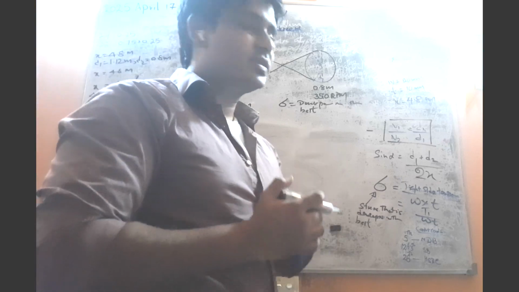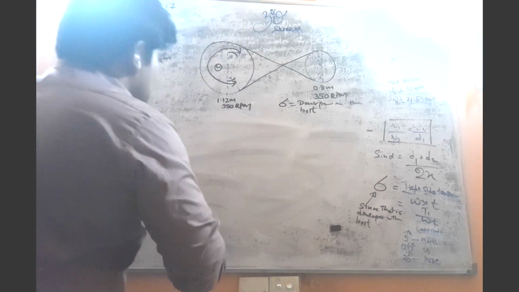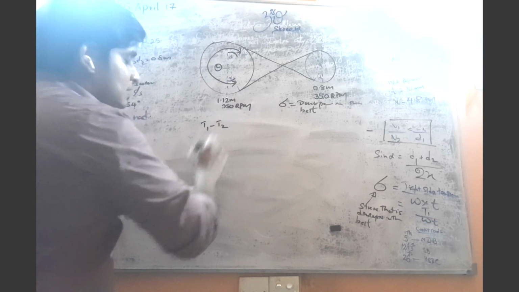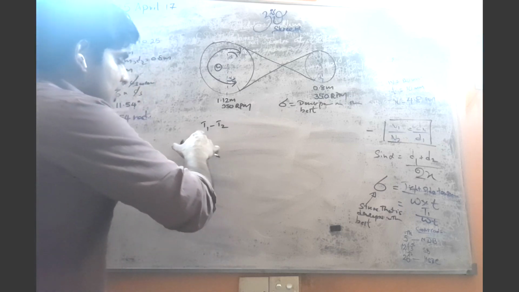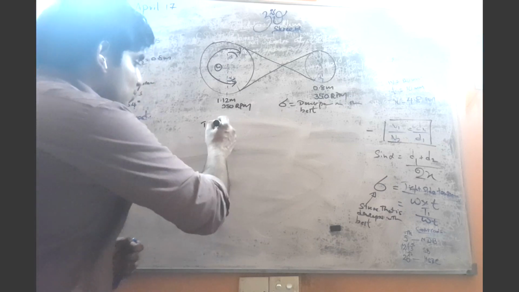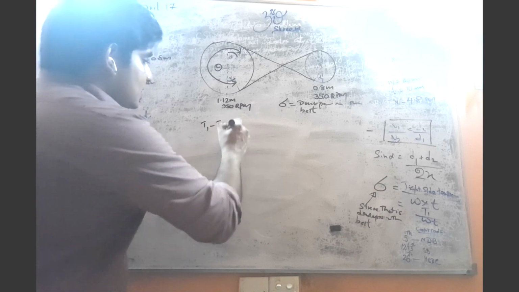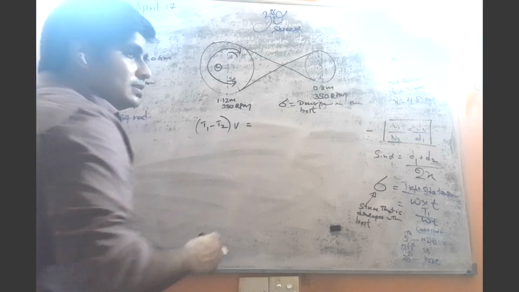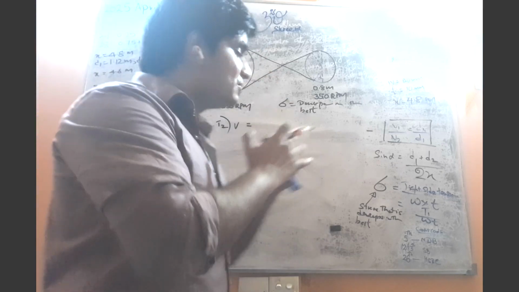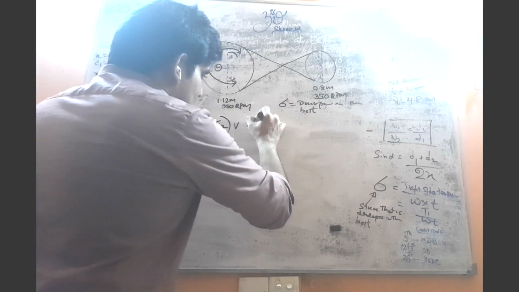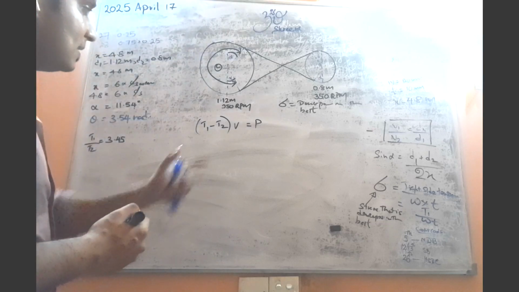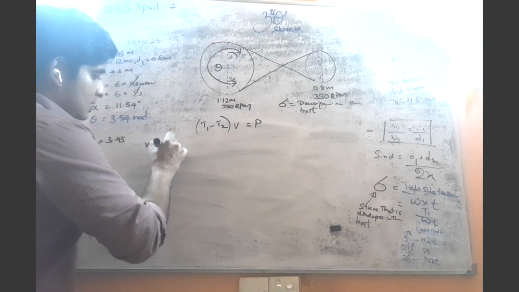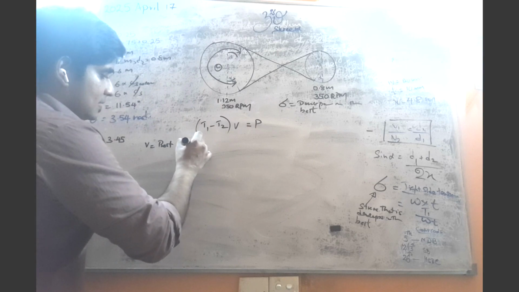The next equation that we are going to use is the difference between the driving tensions, T1 minus T2, where T1 is the tension at the tight side and T2 is the tension at the slack side, times the velocity of the belt, which equals the power transmitted by this belt drive system. Let's call it P. Now we need to find this belt velocity V.